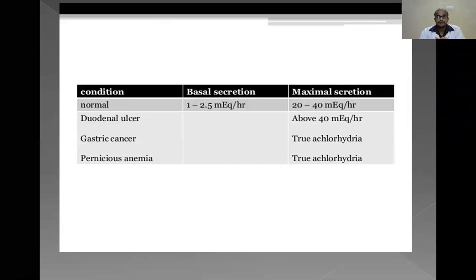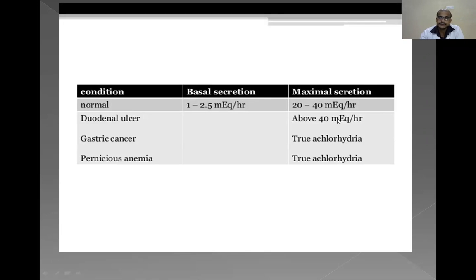Coming to the normal basal secretion, it is 1 to 2.5 milliequivalents per hour, and the maximal is 20 to 40 milliequivalents per hour. In duodenal ulcer, it will be above the maximal secretion, because the basic defect in duodenal ulcer is excessive secretion of the acid itself. And in case of cancer and pernicious anemia, it can be less than 1 or sometimes absent.